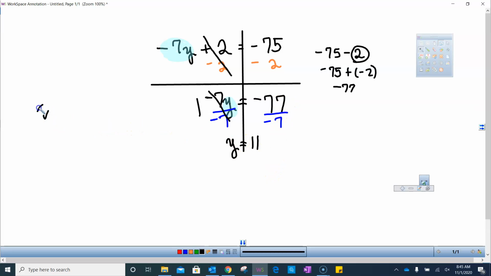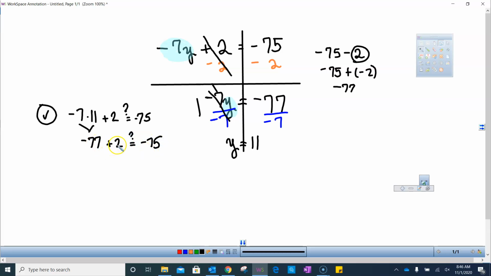So you can check to make sure you got it correct by substituting it back into the original equation. Negative 7, I'm going to take y out and put in positive 11, plus 2. Will that give me the other side, which is negative 75? You do the math and you get negative 7 times 11 is negative 77. They're opposite signs and I'm multiplying. And then plus 2, does that give me negative 75?